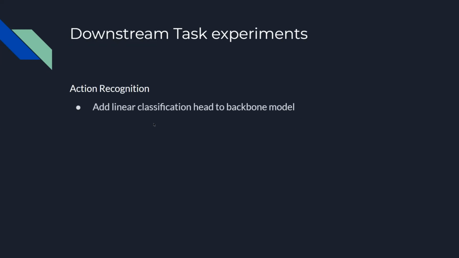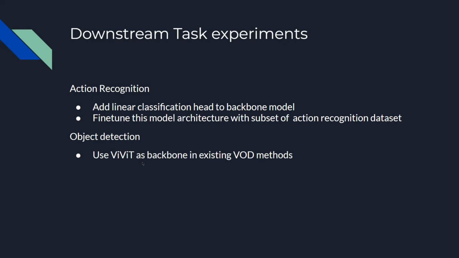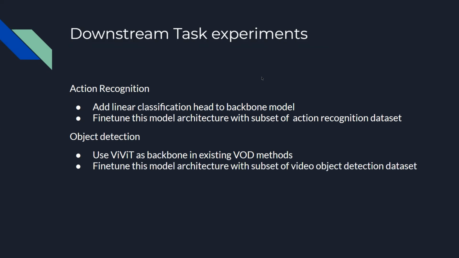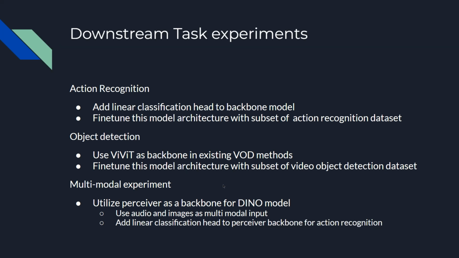For downstream task experiments of action recognition, we add a linear classification head to the backbone model. We would fine tune this model using a subset of that data set. And then for object detection, we would use the Vivid as a backbone and existing video object detection models or methods. And then we fine tune this model architecture with a subset of those video object detection data sets. And then for multi-modal, we would utilize Perceiver as a backbone for DINO, and we would utilize the audio and images as a multi-modal input. And then we can add a classification head to that Perceiver backbone for the action recognition.